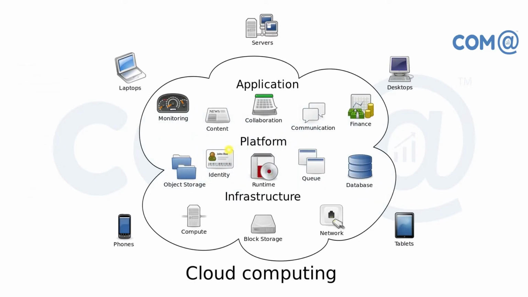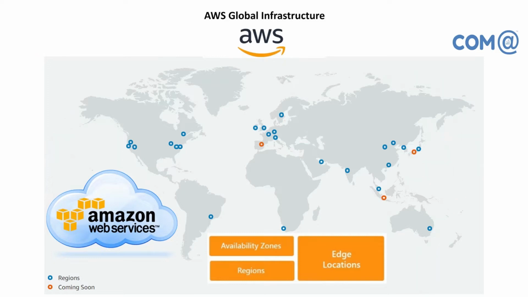There are many cloud services offered by the service providers. Out of that, infrastructure as a service, platform as a service, and software as a service are the three major services offered by any cloud service provider. So we will understand about these services, and also we'll understand about the AWS global infrastructure.